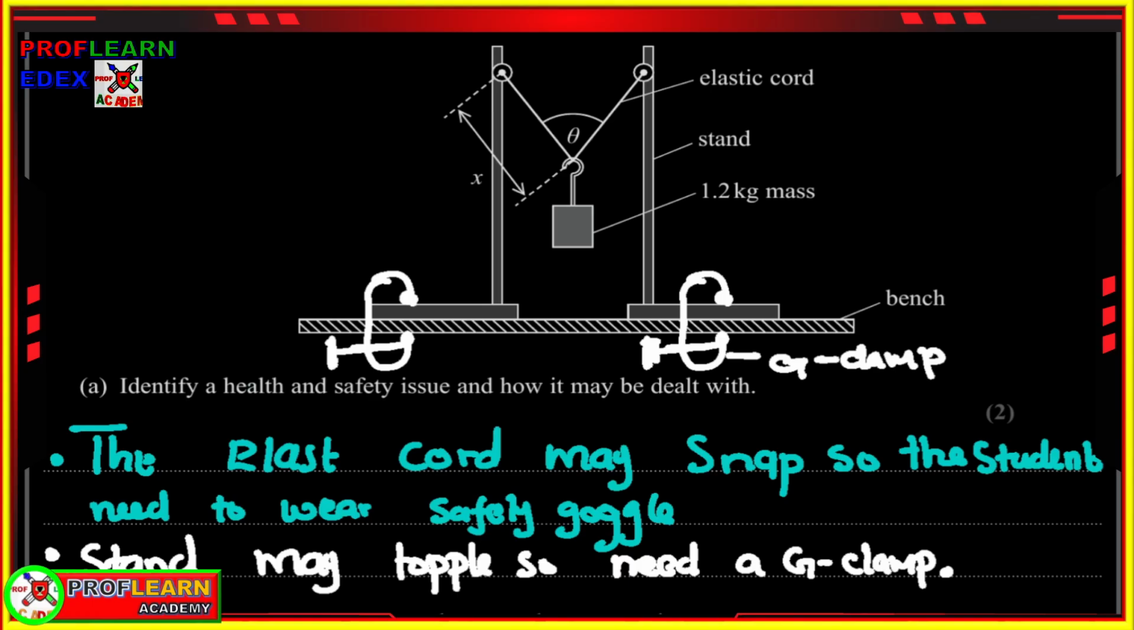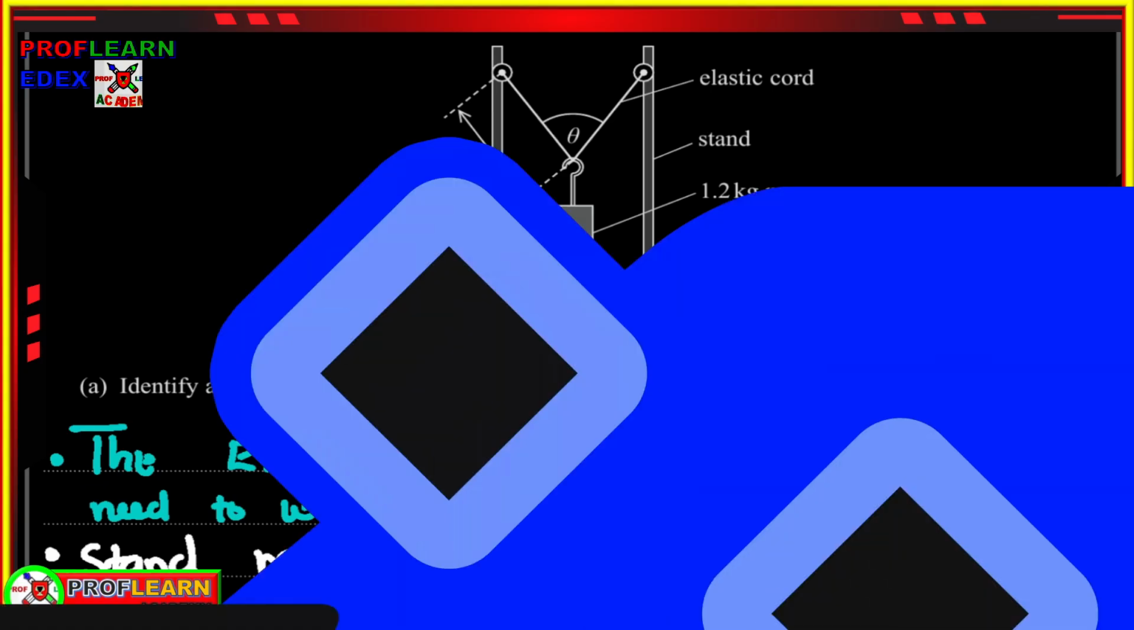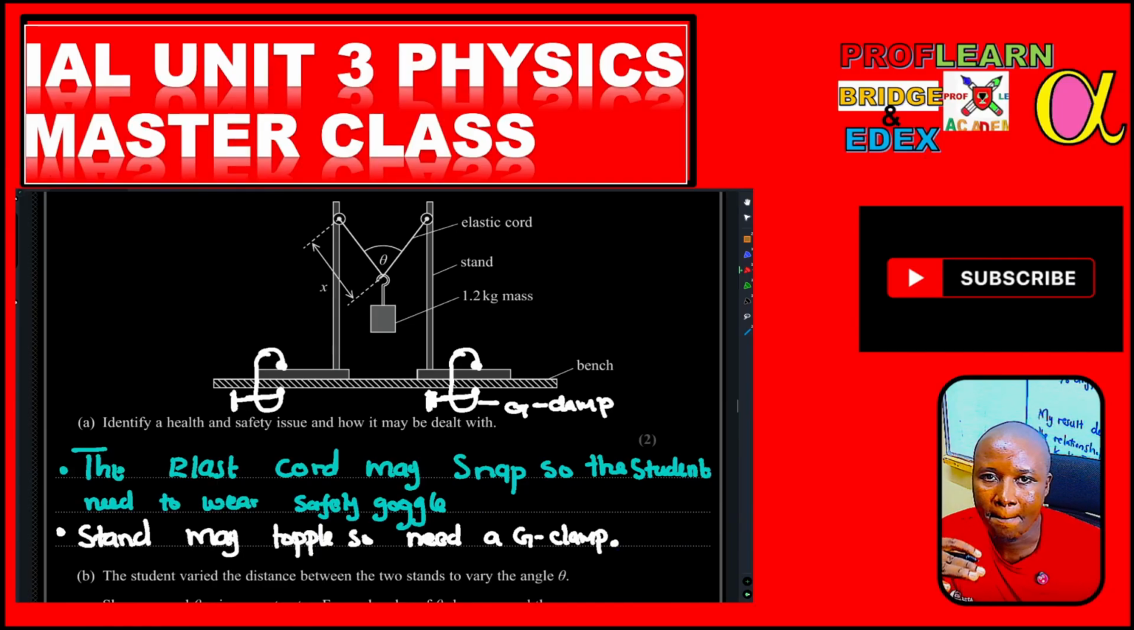So in this case, you need to analyze the apparatus that are there and see which danger they can pose to the person who's going to do that experiment. If we look at this, we are having an elastic cord. So chances are this elastic cord can snap and hit your eye, can snap and hit your body. So in that case, we need to protect ourselves against that, so we can put on protective goggles.